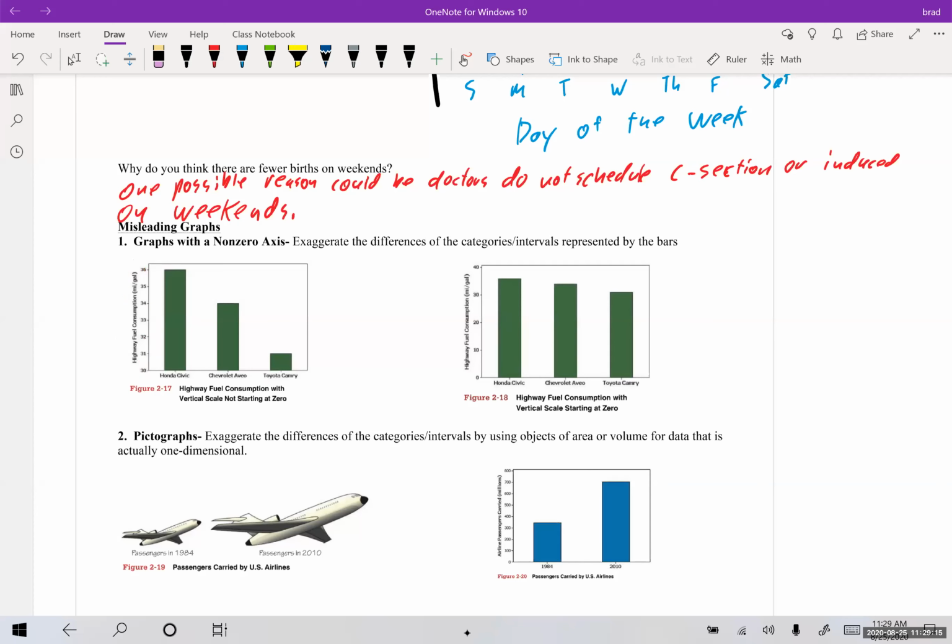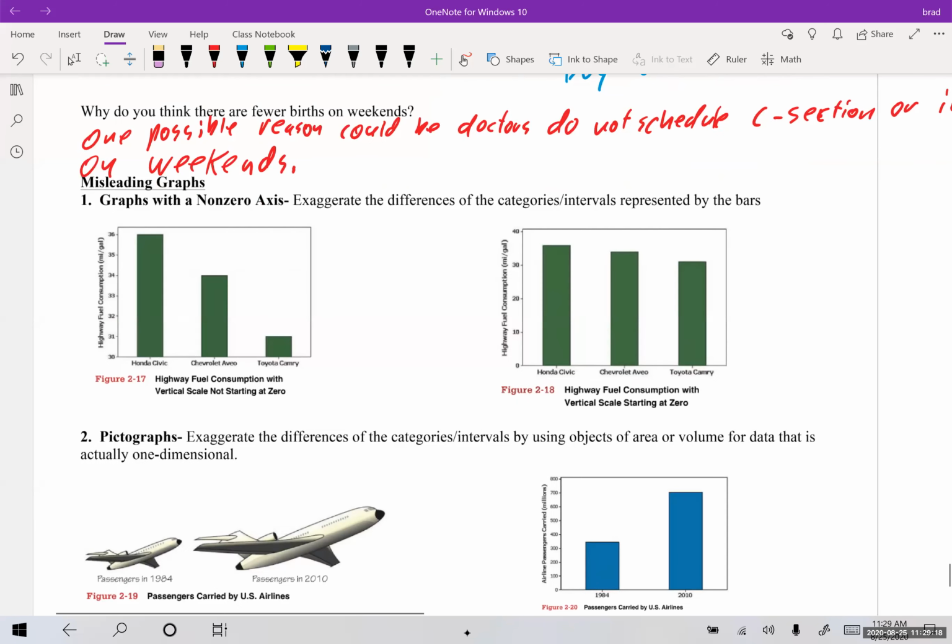So they're showing you that in this case, if we zoom in a little bit, the Honda Civic gets 36 miles per gallon, the Chevy Aveo gets about 34, and the Toyota Camry gets 31. But if you look at the graph like it's written, doesn't it almost look like the Civic's gas mileage is 4 to 5 times better than the Toyota Camry? That's the way the graph is trying to deceive you. Look at the comparison, this compared to that. The graph is trying to show you, oh my gosh, look how much better the Honda Civic is.